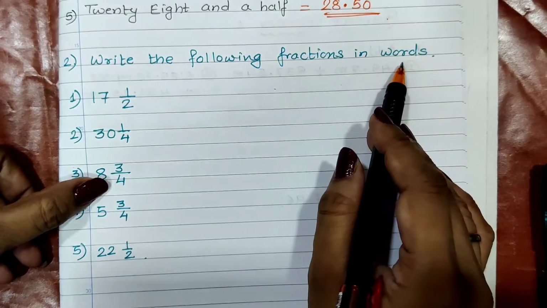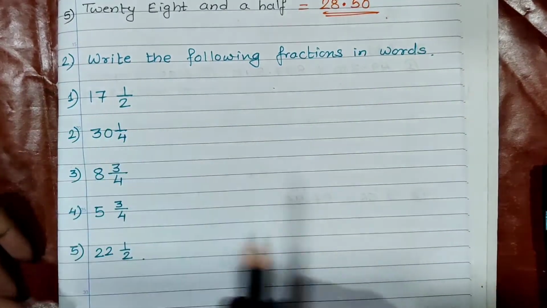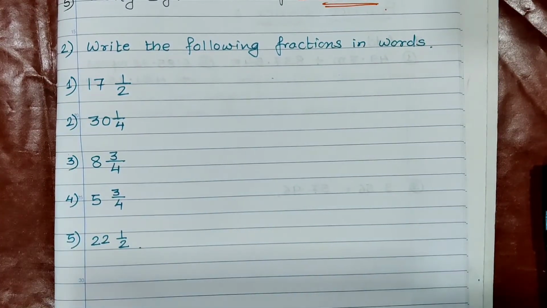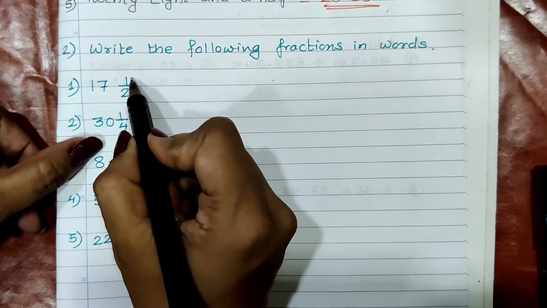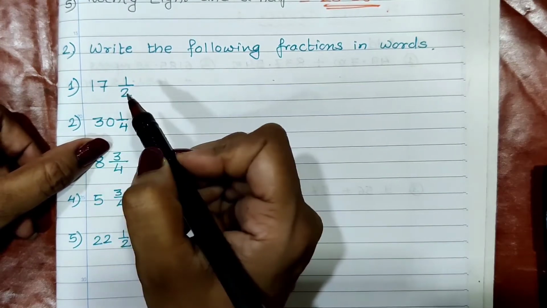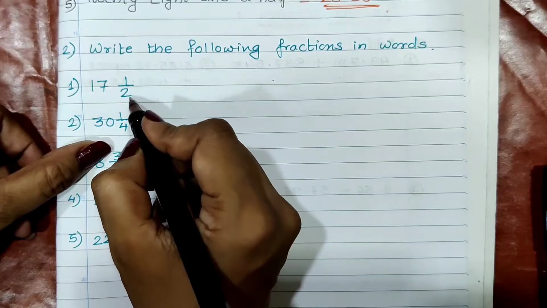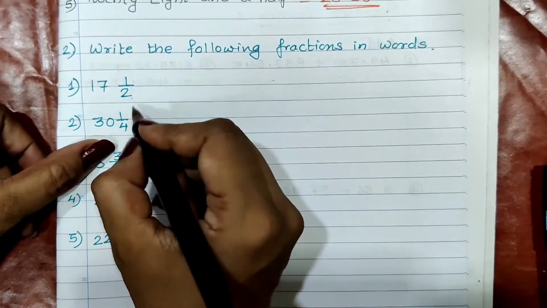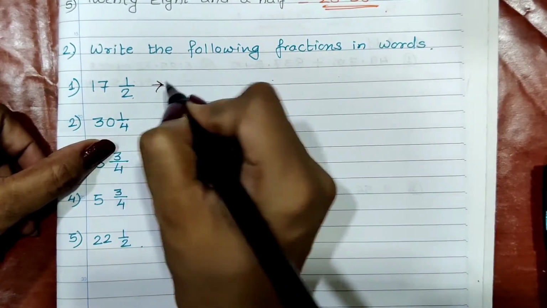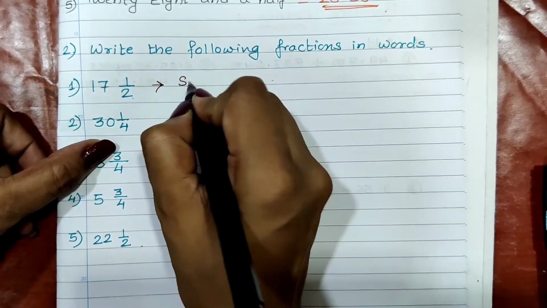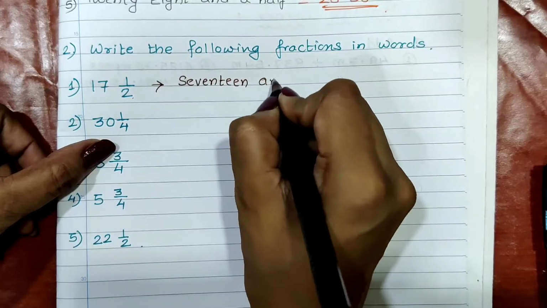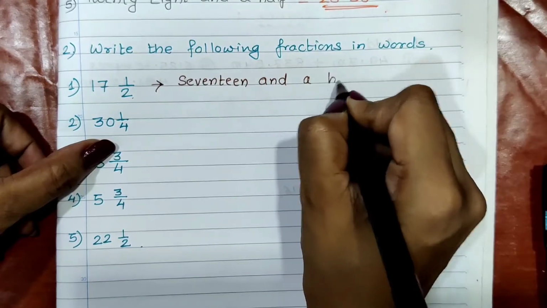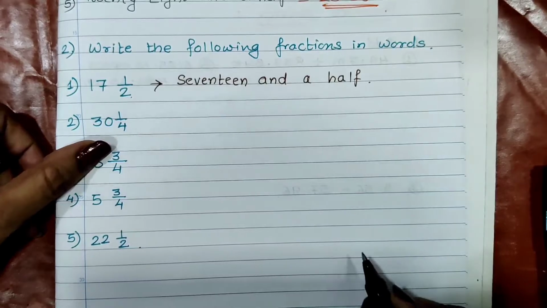Write the following fractions in words. Mixed fractions are given. We will have to write them in words. Very easy. So what do we have to write in words? 17 integer 1 upon 2. How do we write 1 upon 2? As half. Always we read or write 1 upon 2 as half. So 17 integer 1 upon 2 means 17 and a half.